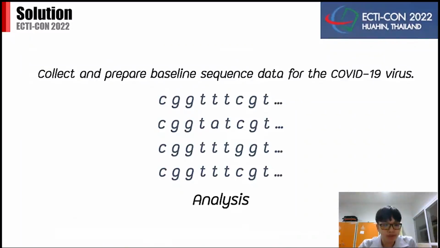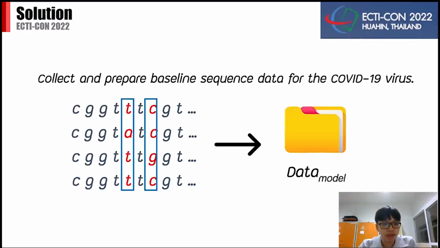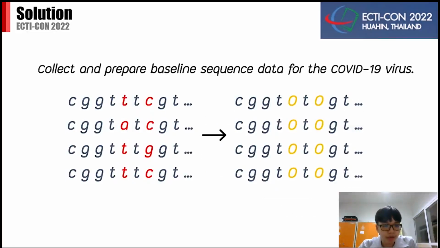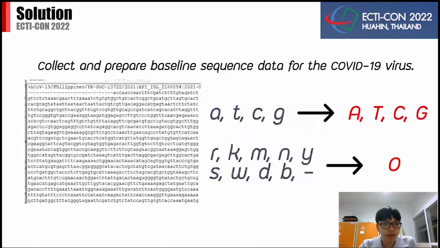Next, we will analyze all these 300 sequences to determine the point of mutation. Once we find the mutation point, we will take this data to the data model first, and then we will divide it into the training set and the test set in 80-20 ratio. Next, we will change the base in which the mutation occurs to the number 0 and store it in the data classification dataset, then use the data model for processing.